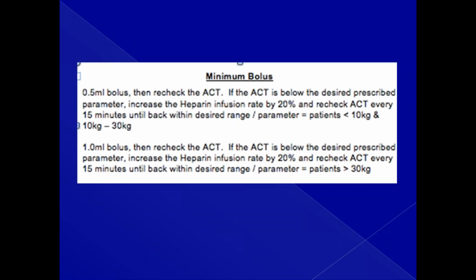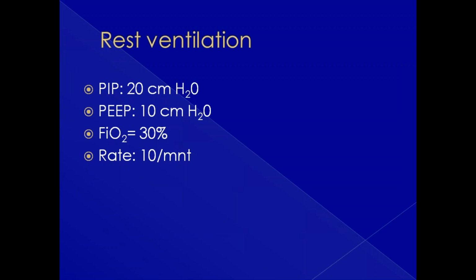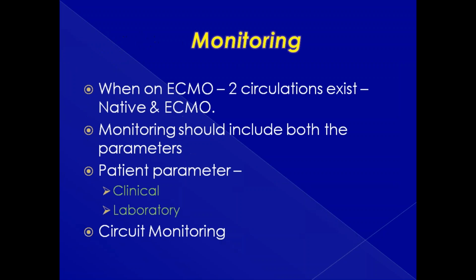Minimum bolus: when the ACT is quite low, we tend to give a 0.5 ml bolus, then recheck the ACT. If the ACT is below the desired level, then increase the heparin infusion by 20% and recheck the ACT every 15 minutes till it is back within the desired range. So in adults, we can give a 1 ml bolus, then recheck the ACTs, and similarly you can increase the infusion rate by 20%, or if it is very high, you can reduce it by 20%, etc. Rest of the ventilation I talked about.